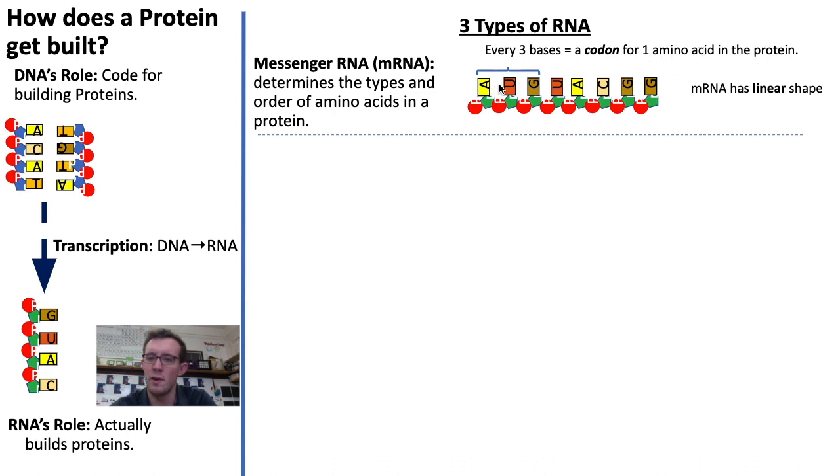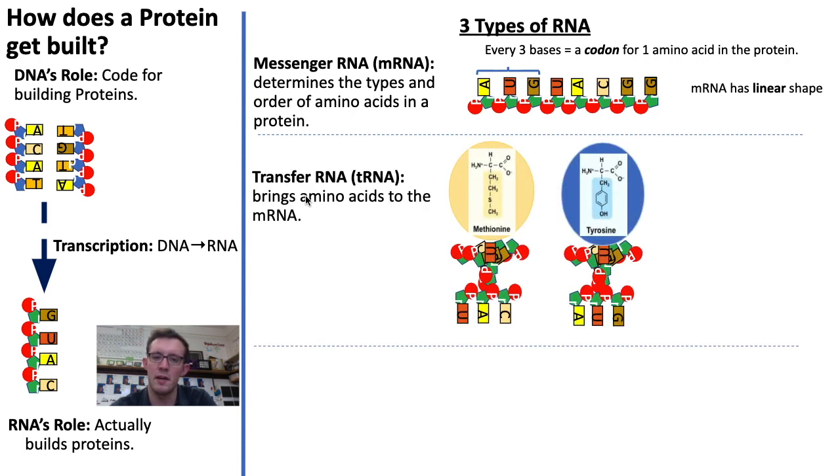So depending on where the bases are in the code, you can add different types of amino acids onto the protein. You can add polar amino acids or non-polar amino acids, and the proteins will be different as a result. So that's mRNA. The second type of RNA is called transfer RNA, or tRNA.